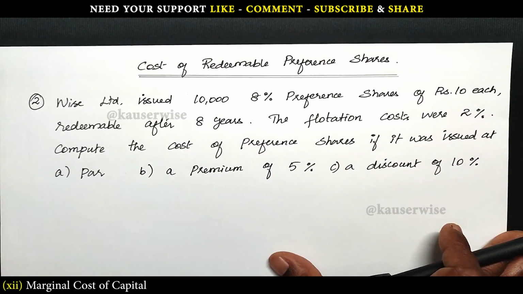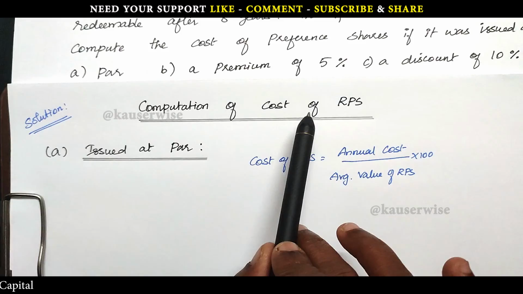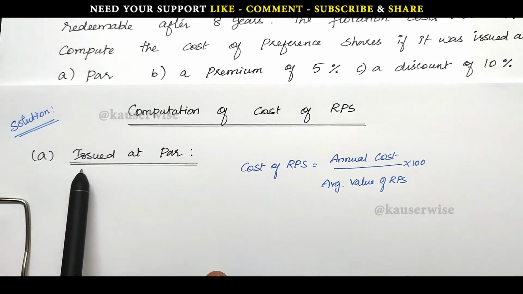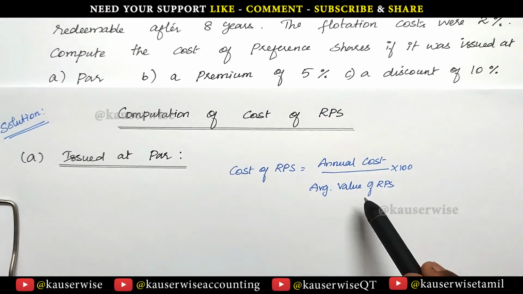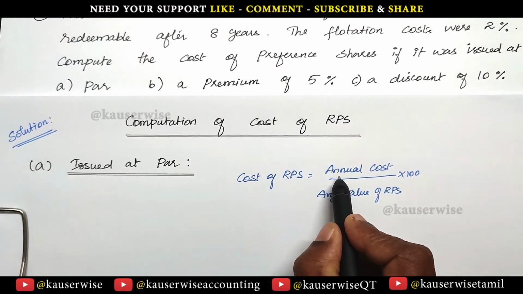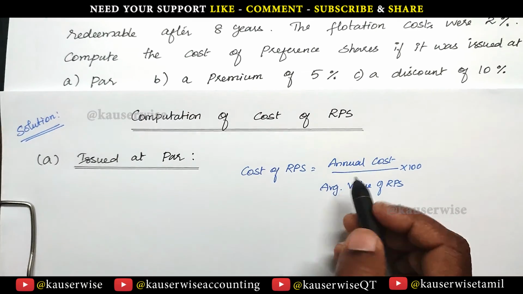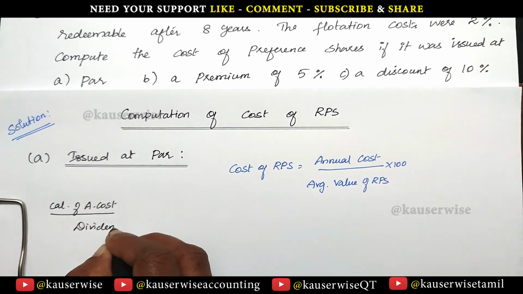Let's see the solution. The first one is computation of cost of redeemable preference shares. First case, when the shares are issued at par. So what is the formula? Annual cost divided by average value of RPS into 100. First we need to calculate annual cost. So what is the formula to find out the annual cost? First start with dividend. Preference dividend. How much?